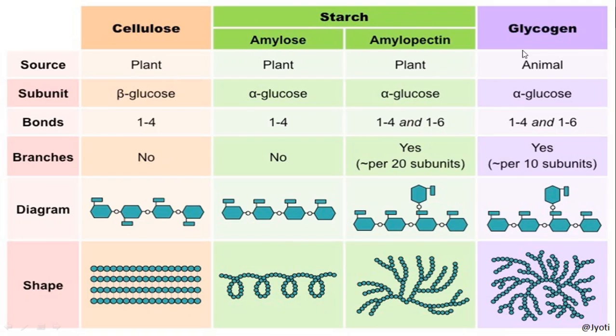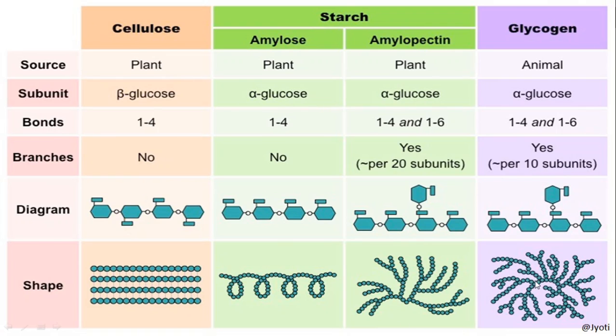glycosidic linkage. Then glycogen, here also it is profusely branched. So here also 1-4 and 1-6 glycosidic linkages are present. Then from the picture it is very clear to you that in cellulose there are no branches, in amylose there are no branches, but in the starch type, that is amylopectin, the branches are there. Okay, and approximately per 20 subunits one branch is there. Then glycogen, it is more profusely branched.